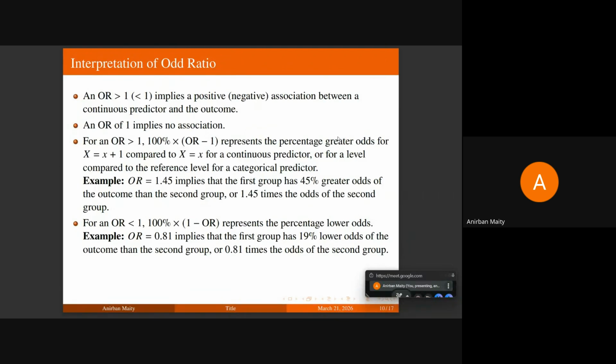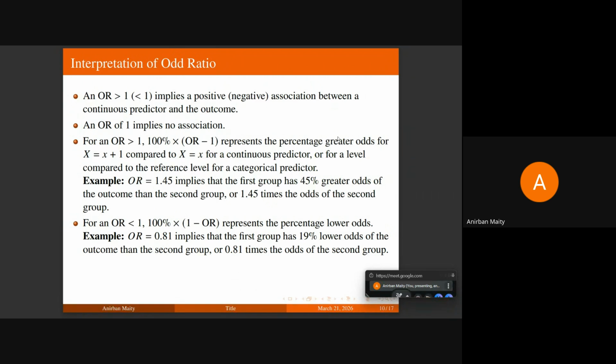This is the interpretation of odds ratio. If the odds ratio is greater than 1 or less than 1, it implies a positive or negative association between the continuous predictor and the outcome. If your odds ratio is greater than 1, like 1.62, that implies that men have 62% greater odds of the risk of disease than a second group, or 1.45 times the odds of the second group.